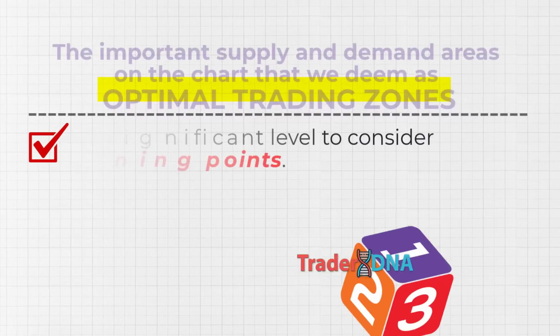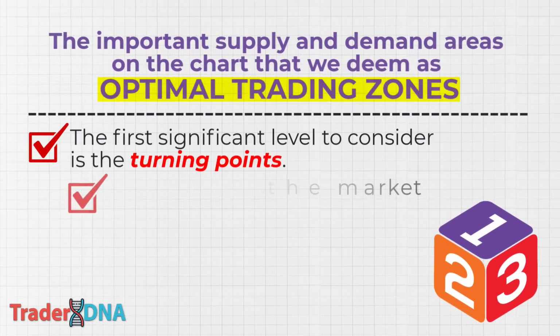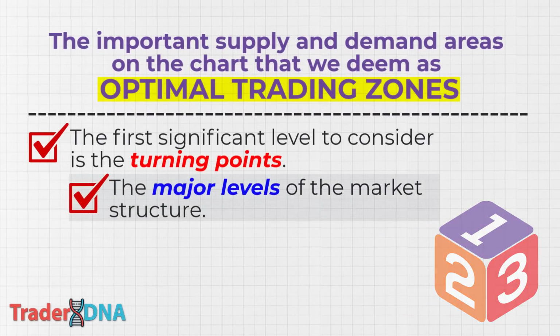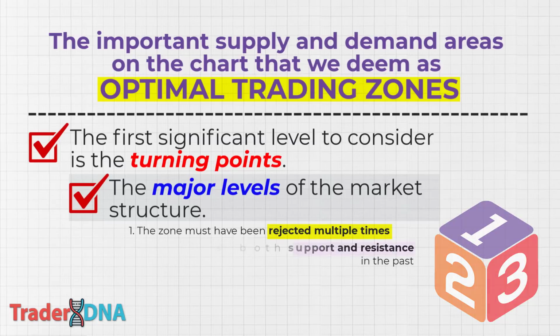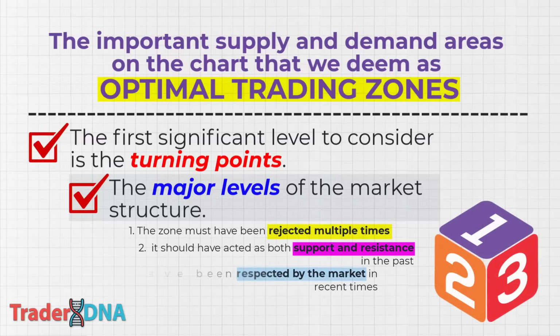Next, let's explore the major levels of the market structure. A major level of structure refers to a zone that meets 3 specific conditions. First, the zone must have been rejected multiple times. Second, it should have acted as both support and resistance in the past. And third, it should have been respected by the market in recent times. When these conditions are met, we identify it as a major level of structure, and it has the potential to provide highly accurate trading entries.